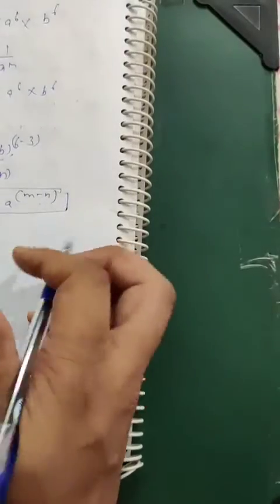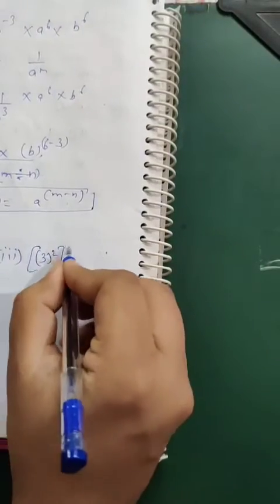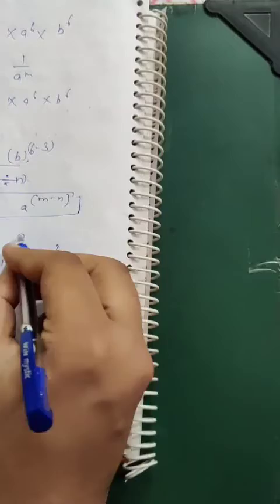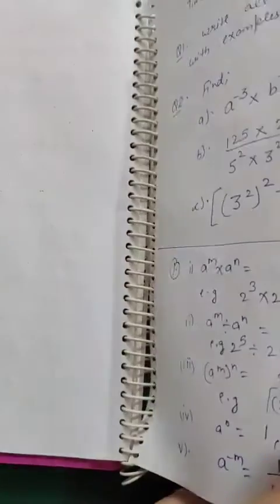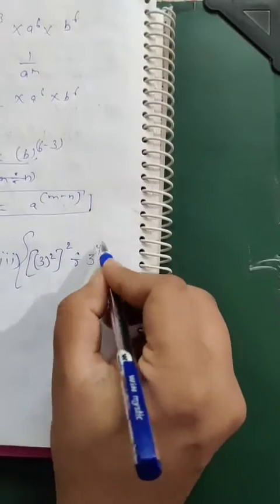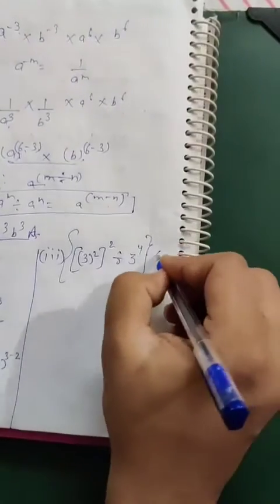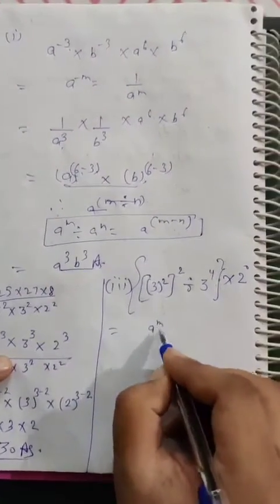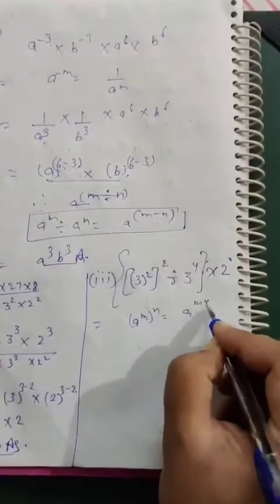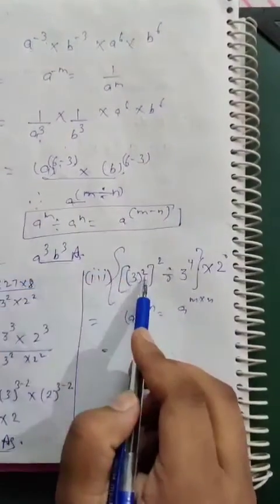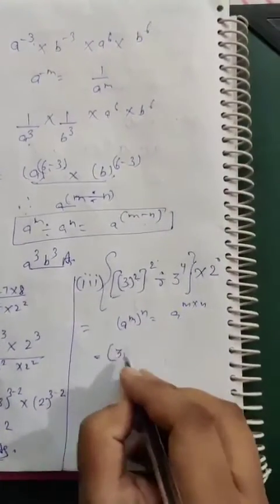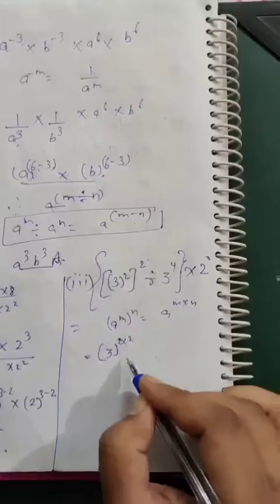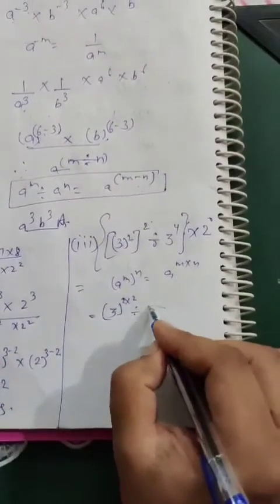Third part: 3 raised to the power 2, and the whole power 2, in brackets, divided by 3 raised to the power 4 multiply 2 raised to the power 0. Now as we know the identity, a raised to the power m whole power n gives you a raised to the power m multiply n. So here 3 raised to the power 2 whole power 2 will give you 3 raised to the power 2 multiply 2, divided by 3 raised to the power 4.